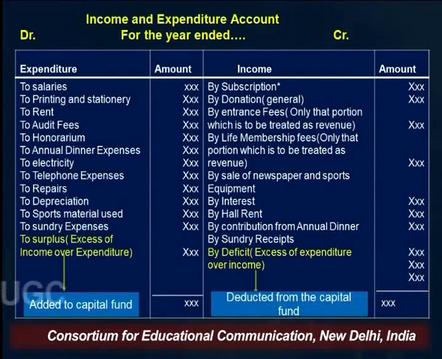So all those expenditures and income which belong to the current year will be shown in the current year only. If any income or any expenditure which is related to the previous year or next year, they are not to be recorded here. Only those items which are related to the current year are to be recorded here.